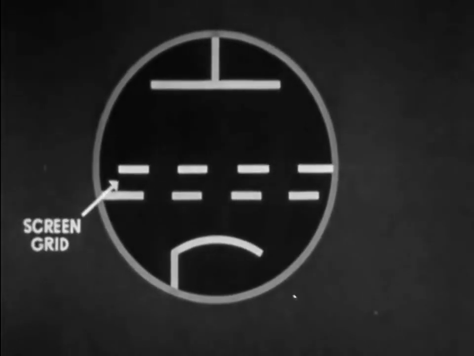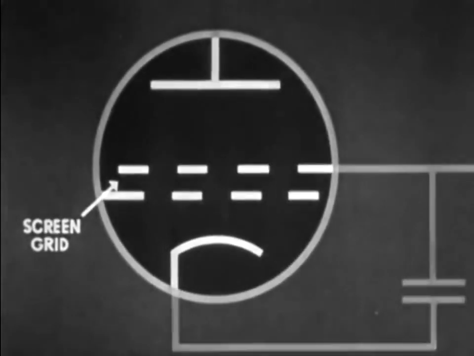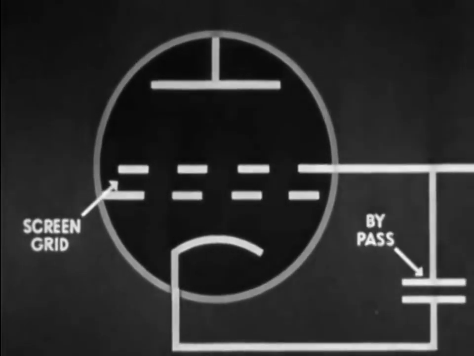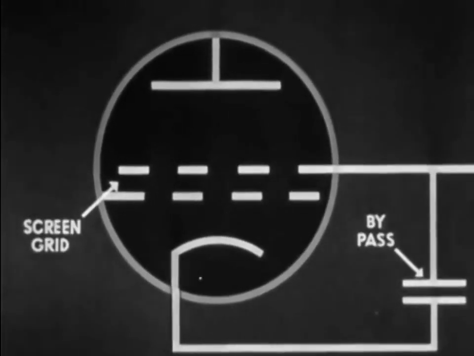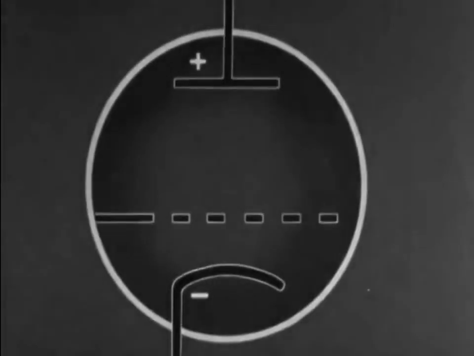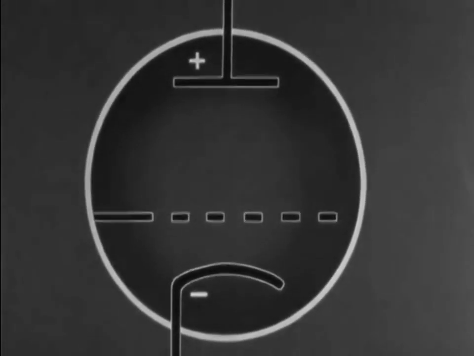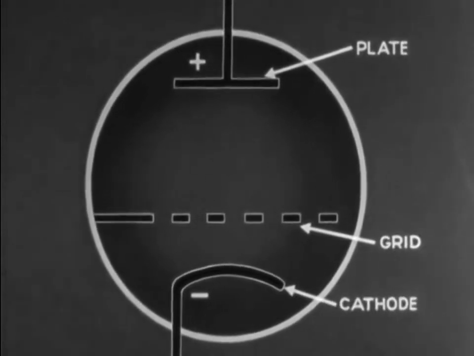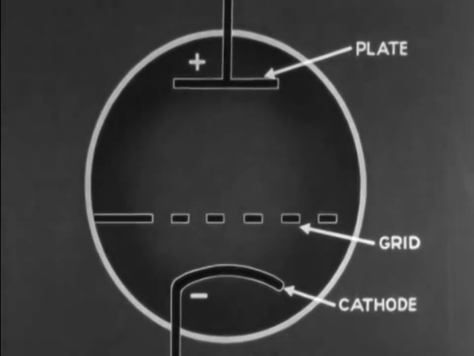To shield the control grid, another grid known as the screen grid may be added to the triode tube. A condenser connects the screen grid to the cathode circuit. This bypass condenser enables the screen grid to electrically isolate the plate and control grid. The simple triode tube contains but the 3 elements: plate, grid, and cathode. The principal electron flow in the tube is from cathode to plate.